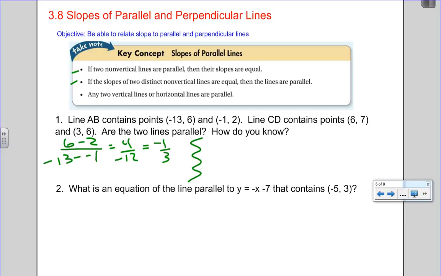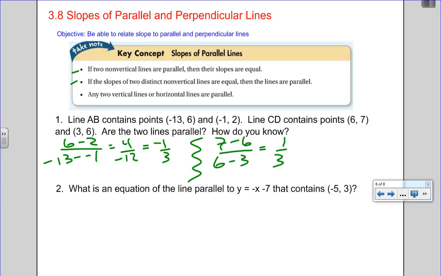Let's do the second set of points now. Y minus y over corresponding x minus x equals +1/3. Well, they're not the same slope. They're the same number, but they're opposites of each other. So they have opposite values. They're going opposite directions. They are not parallel.